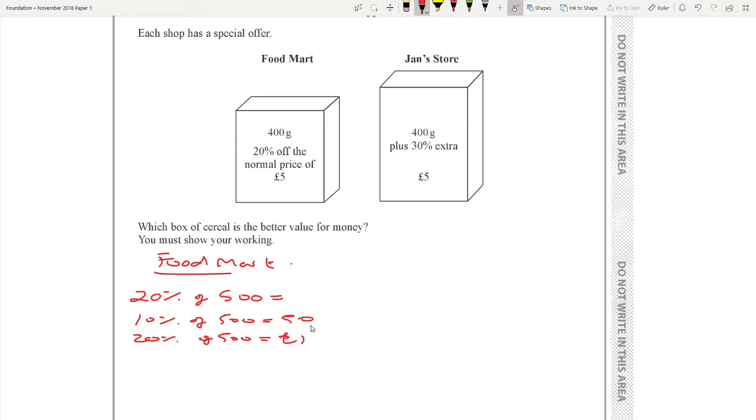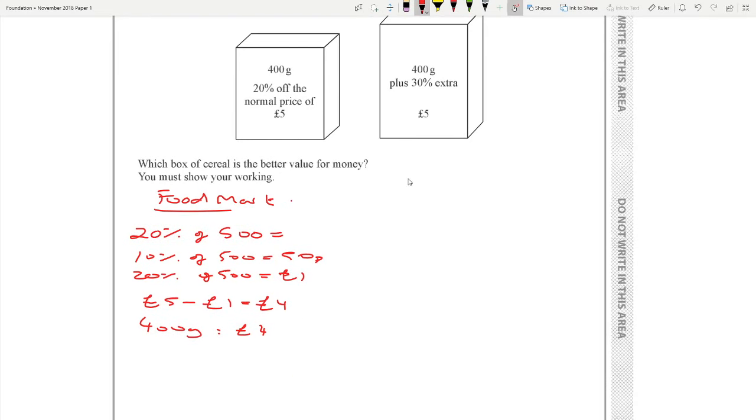Okay. Now, the question says it's got 20% off the normal price, so therefore the price would be £5 take away £1, which is £4. Okay, so for 400 grams, the cost is £4.